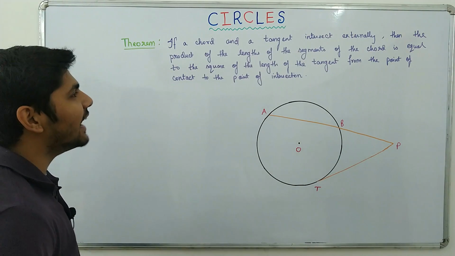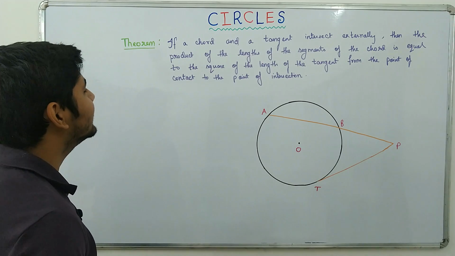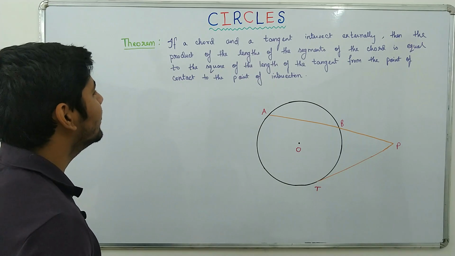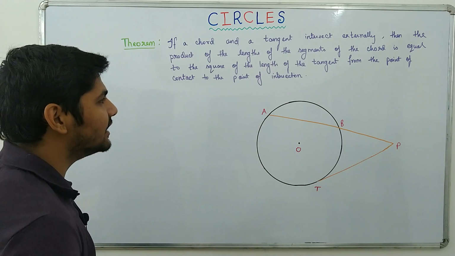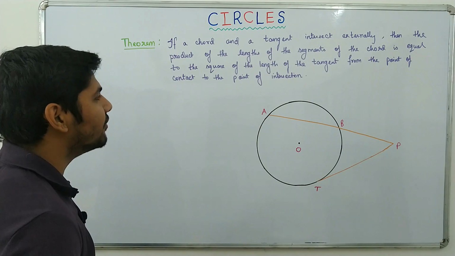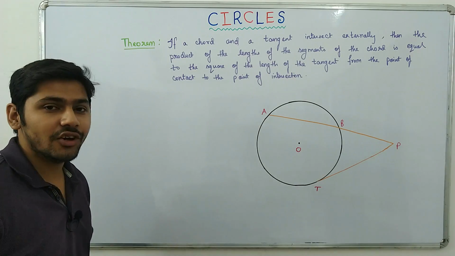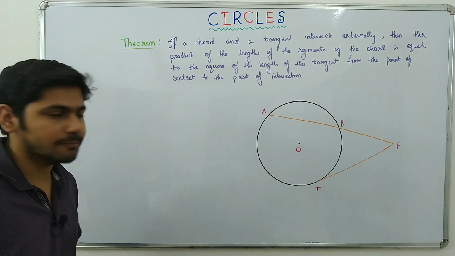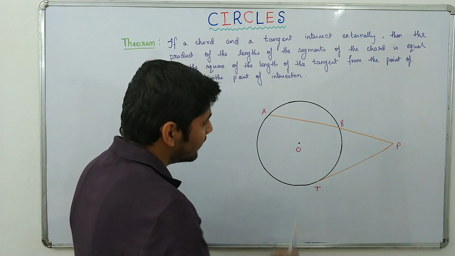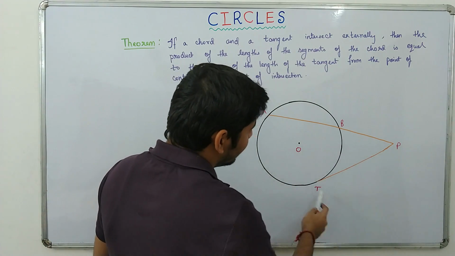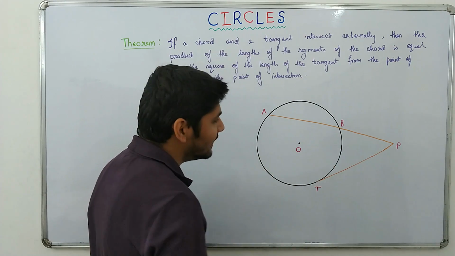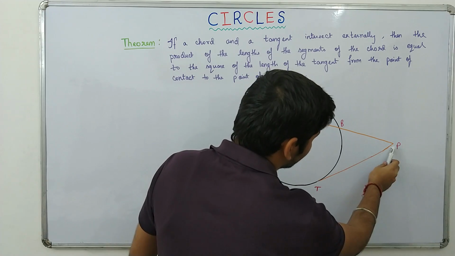If a chord and a tangent intersect externally, then the product of the lengths of the segments of the chord is equal to the square of the length of the tangent from the point of contact to the point of intersection. Now this theorem may seem very big and complicated, but it is not. It is very simple. Say we have a circle, we have a tangent PT and we have a chord AB. The chord and the tangent intersect externally at the point P.